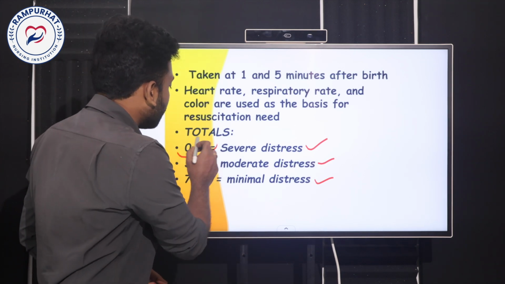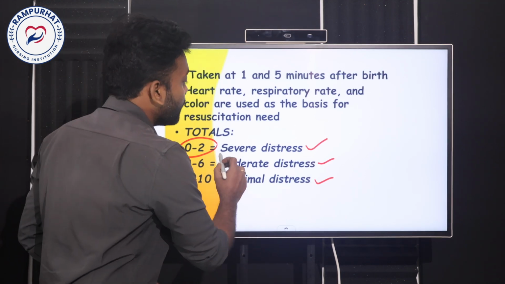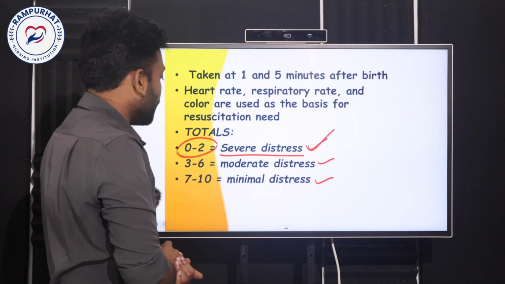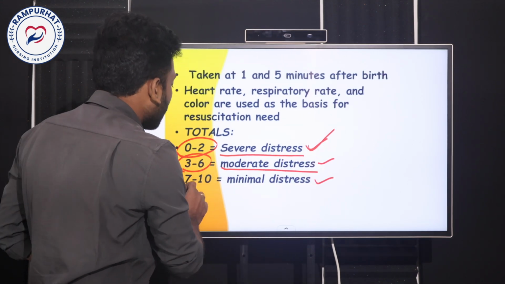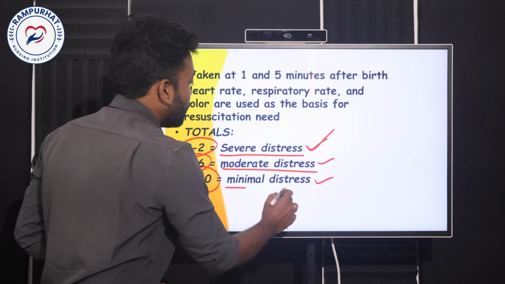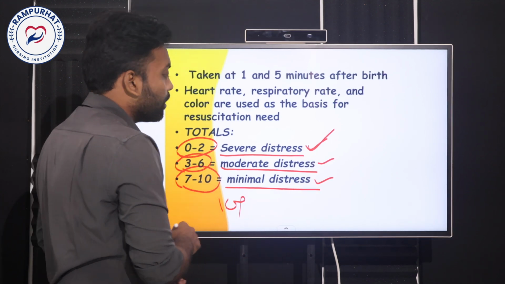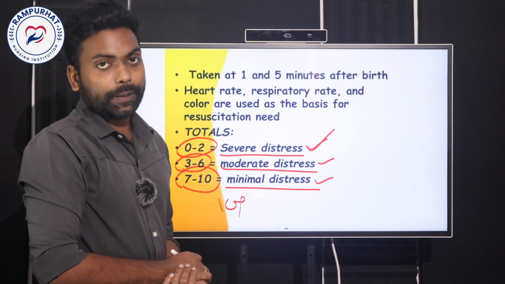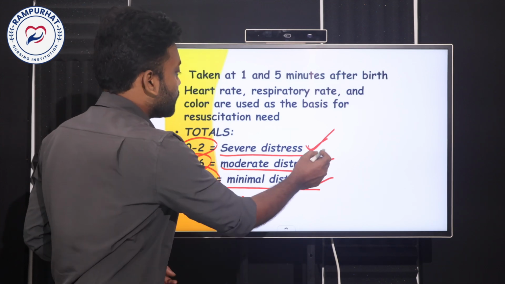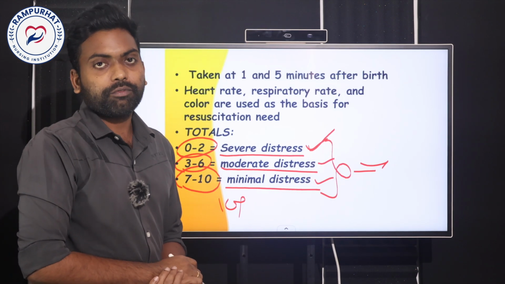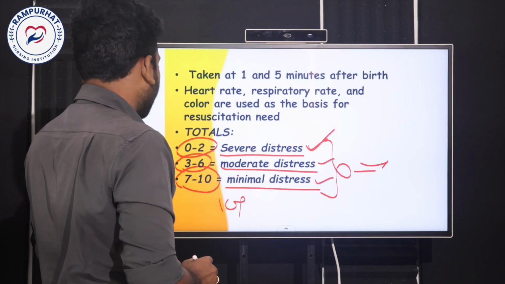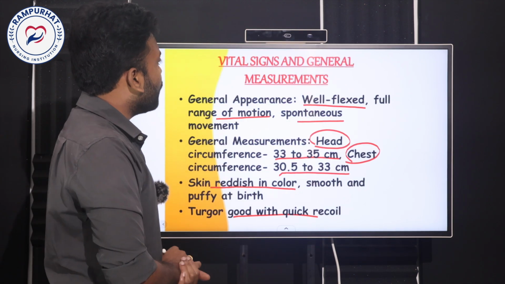If the score is 0 to 2, the baby is in very severe distress. If the score is 3 to 6, the baby is in moderate distress. If the score is 7 to 10, minimal distress. If the score is above 10, the baby is absolutely normal. If the baby belongs to these categories, the baby needs to go to a pediatrician for further reference purposes. And other than that, what kind of things?